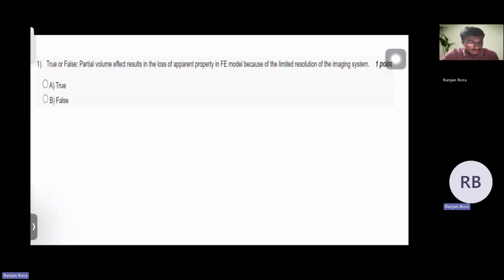So this was the first question in the week 6 assignment: partial volume effect results in the loss of apparent property in the FE model because of the limited resolution of the imaging system. Is it a true or false statement?